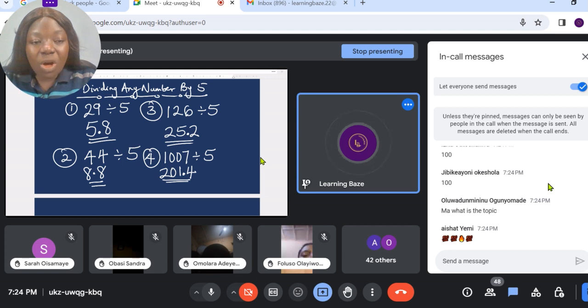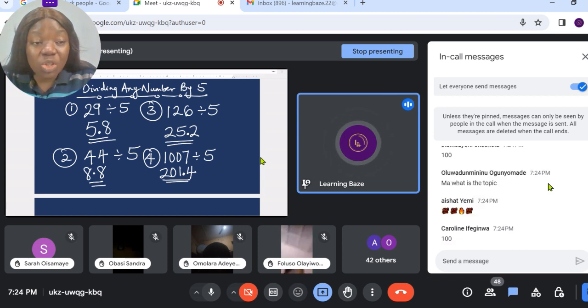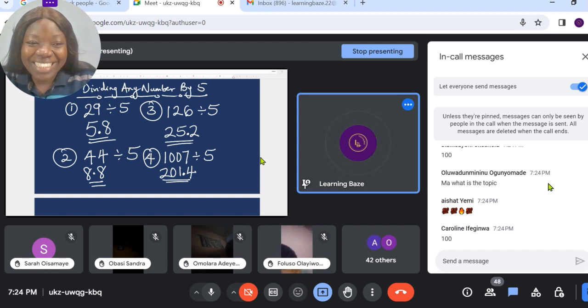This particular concept is dividing any number by 5. The first concept I taught you was adding and subtracting positive and negative numbers. We didn't finish it. So maybe tomorrow in the evening, we're going to continue with that.